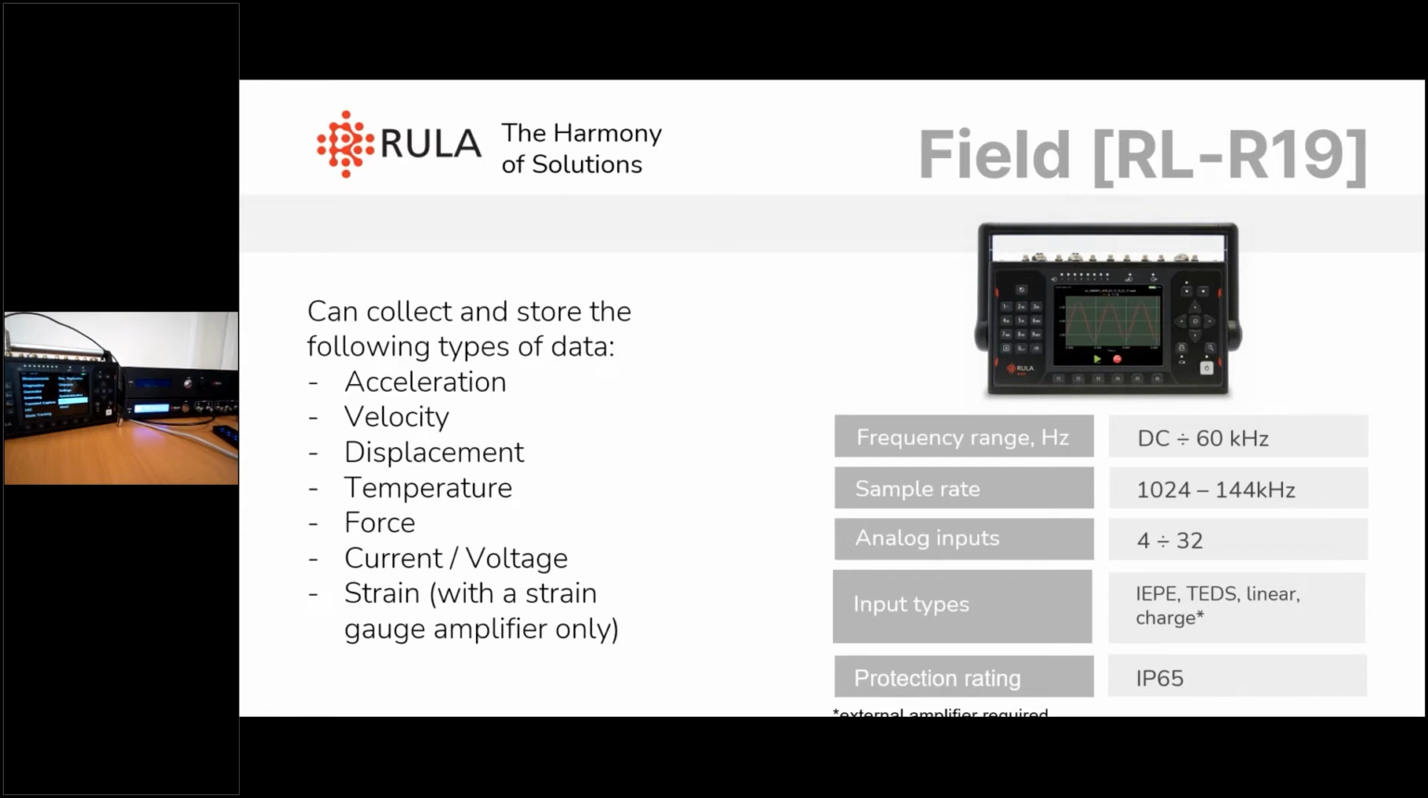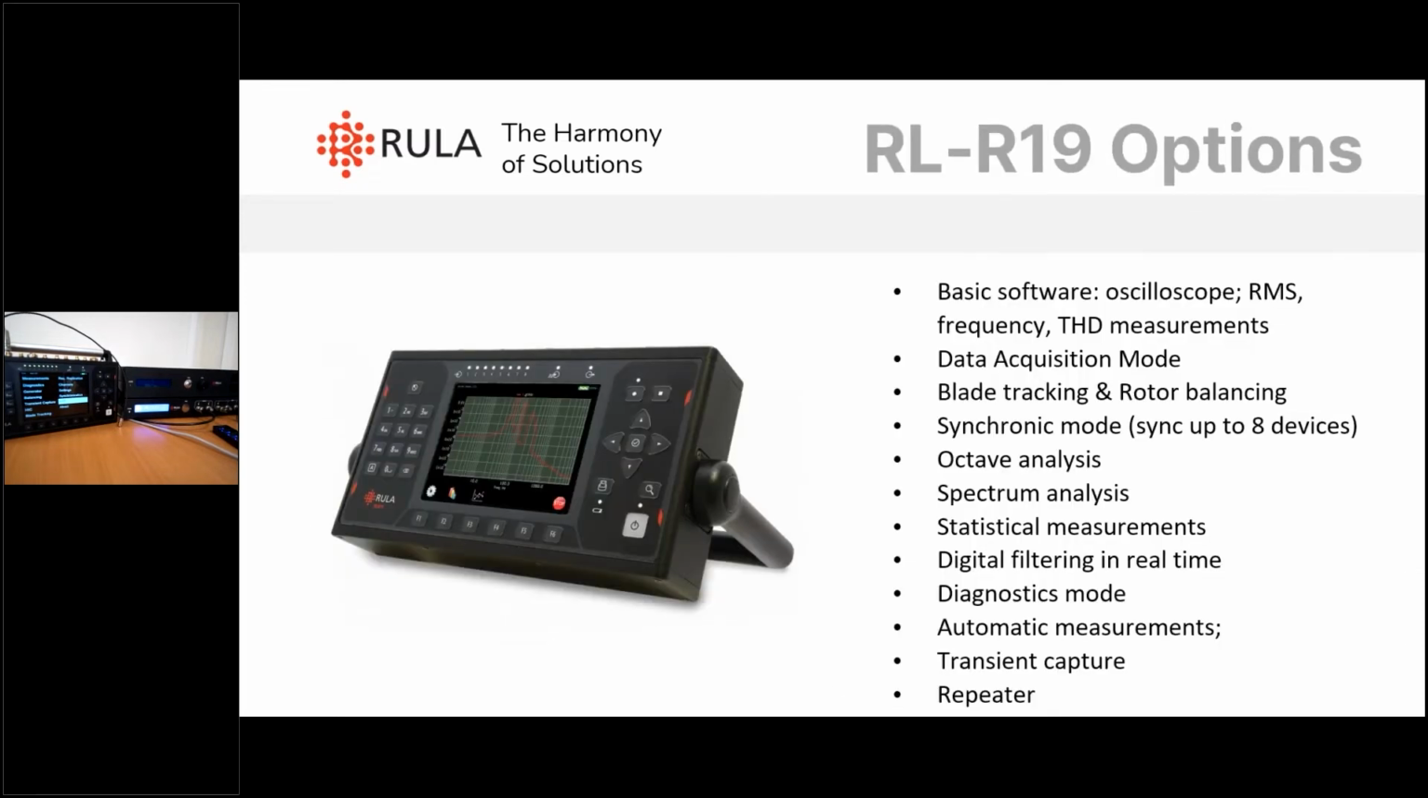The internal software also has a modular structure with several options available that you can see on the screen right now. This includes basic software like oscilloscope and RMS measurement, data recording, helicopter application, which is one of the main ones, I should say. So blade tracking and balancing, various types of analysis like spectrum analysis and statistical measurements, digital filtering, and the ability to replicate the recorded signal using the output in the repeater mode.